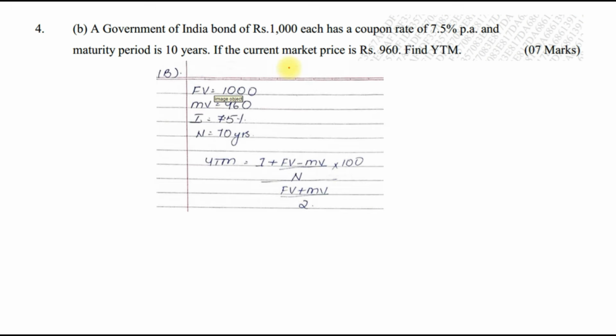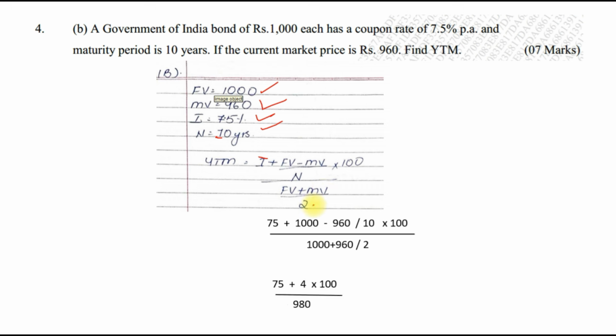Now the formula. First we note down whatever data has been given to us. So they are giving you face value 1000, market value 960, interest rate is 7.5 and number of years is 10 years. Okay. YTM is I, that is interest, plus face value minus market value upon n, into 100 upon face value plus market value upon 2. So interest 7.5% on 1000 is 75, plus face value 1000 minus 960 upon 10, into 100. The whole thing upon 1000 plus 960 upon 2.